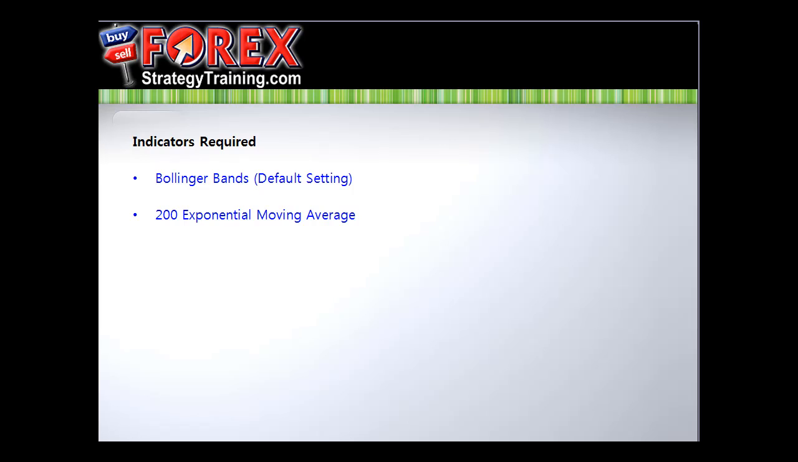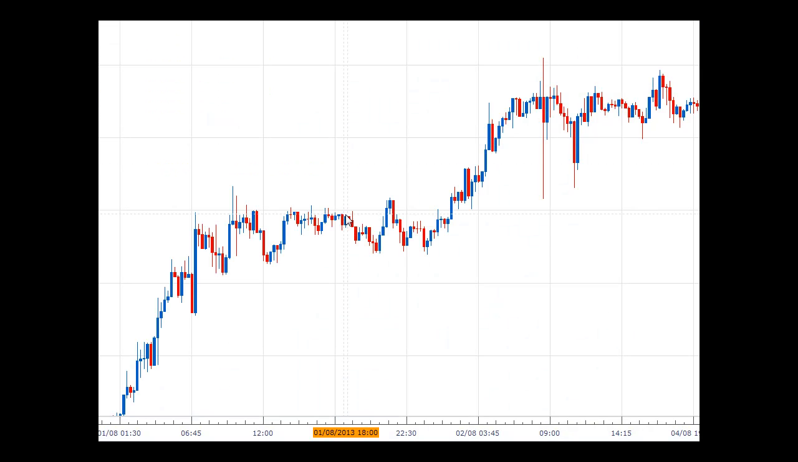Do note that this trend strategy works on all time frames. You don't have to specifically work on one time frame. It works on the hourly chart, 4-hour chart, 15-minute charts. You can just try it out on any time frame and it works, and it also works on all currency pairs. Let me show you. What I have here is actually a pound yen 15-minute chart.